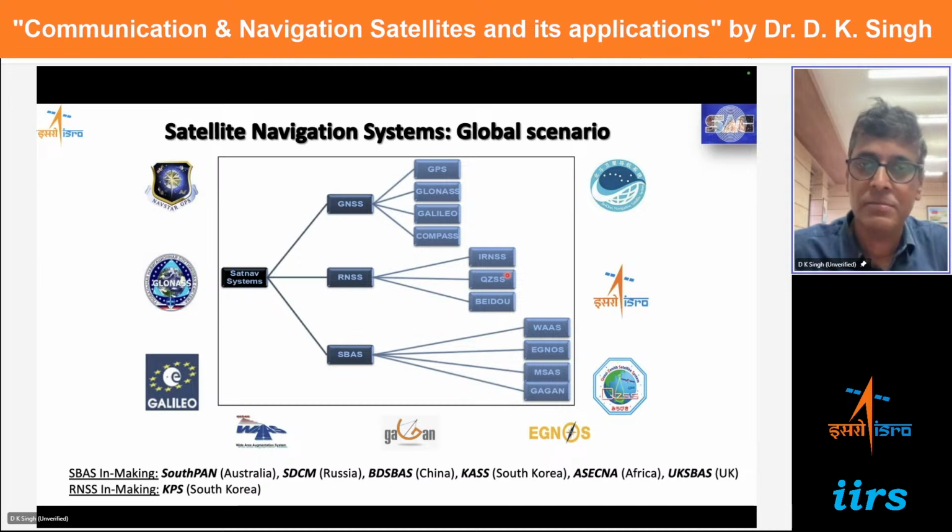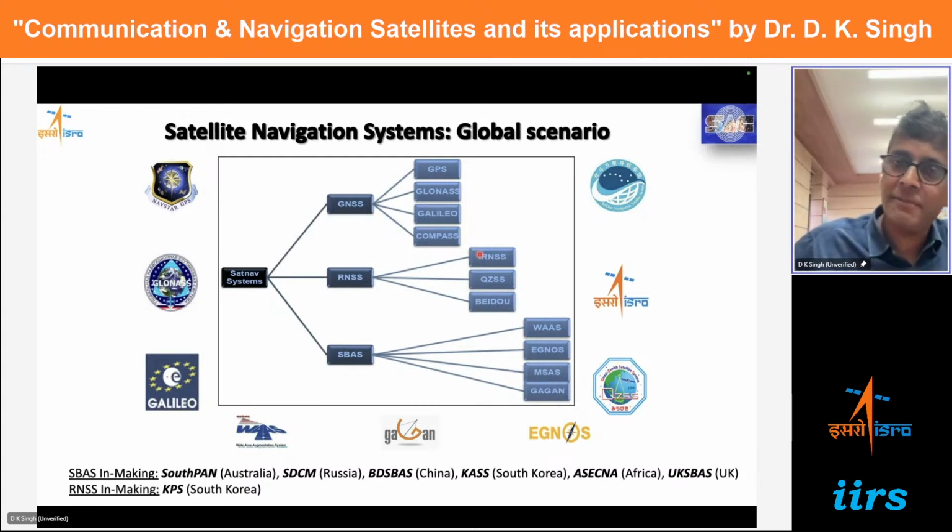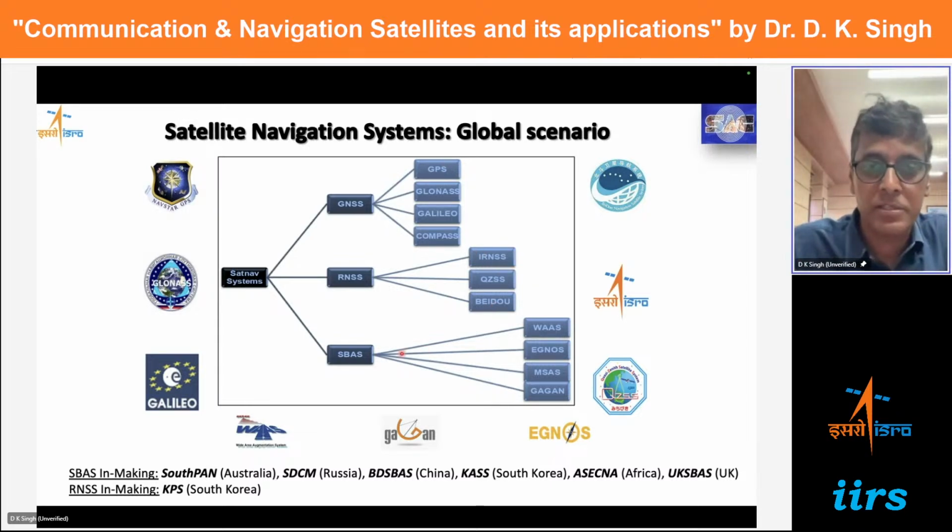Okay, so coming to the regional navigation systems, our own NAVIC, which is the Indian Regional Navigation System, then QZSS, which is Japanese, then BeiDou, which is Chinese. They are designed to cover a specific region of interest. They can manage with a smaller number of satellites, like 6 to 10, whereas the previous systems need minimum 24 satellites to provide the service.